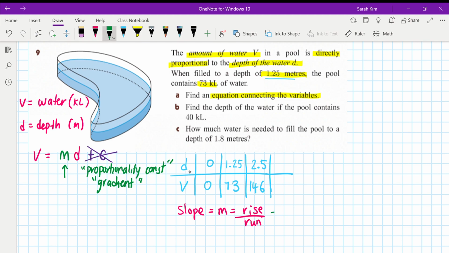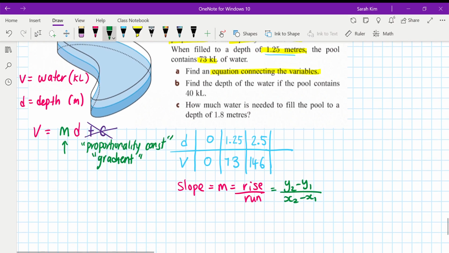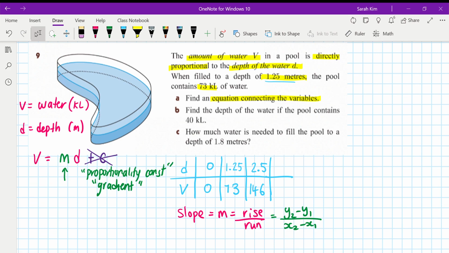All you have to do is something called y2 take y1, over x2 take x1. Now, if you don't understand this, you might have to go watch some videos on coordinate geometry. You just Google how to solve slope, okay? I'm not going to explain that here because I'm just going to assume you know.